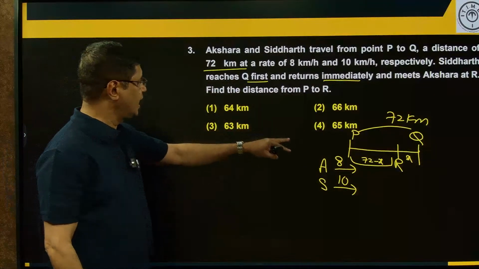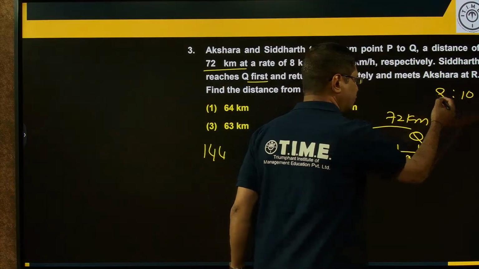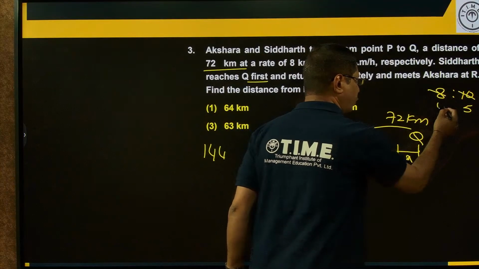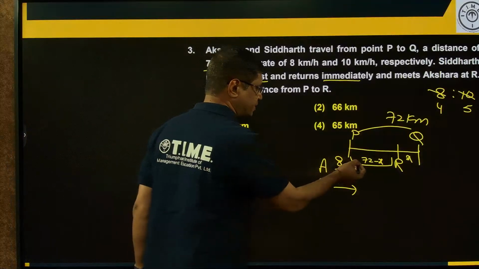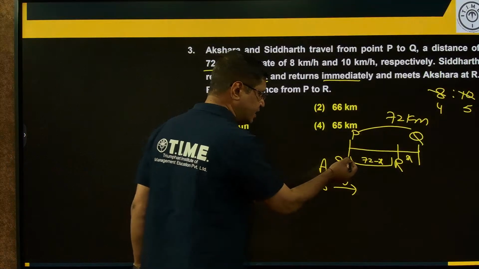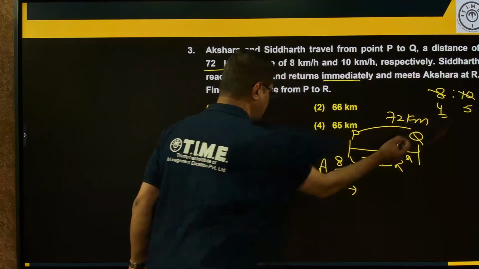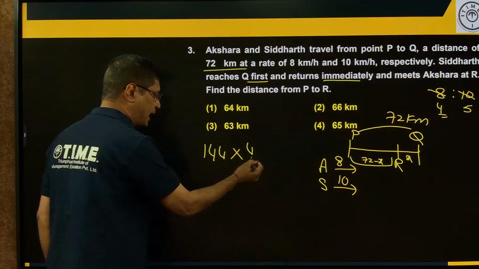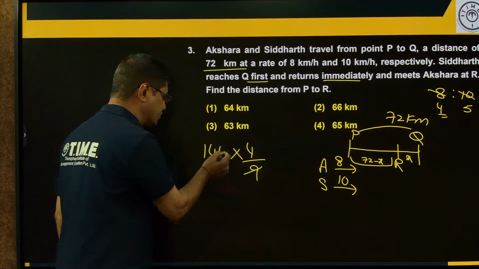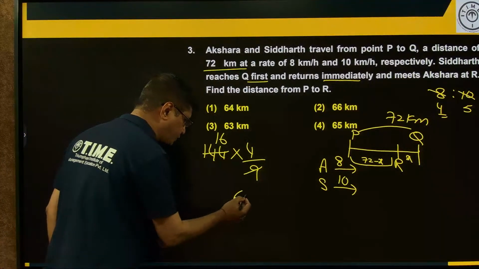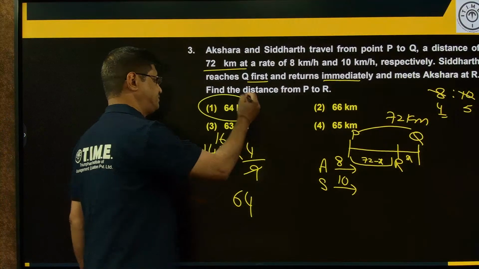The speeds are 8 and 10, so the ratio of the speeds is 4:5. What to find? The distance covered by Akshara, meaning the distance between P and R, which is 4 parts. 4 parts means 4 by the sum of the ratios. Sum of the ratios is 9. Here 9 goes exactly 16 times into 144. The product of these two numbers is the answer. Now the right choice, option 1.